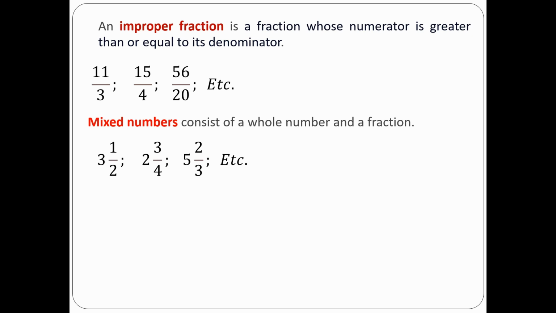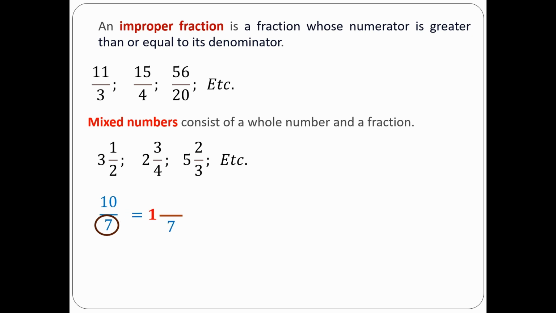Now let's begin with the conversion of improper fractions into a mixed number. Let's say we have an improper fraction of 10 over 7. So how do you convert it into a mixed number? Here's how you do it mentally. How many times does 7 go into 10? 7 goes into 10 only one time.